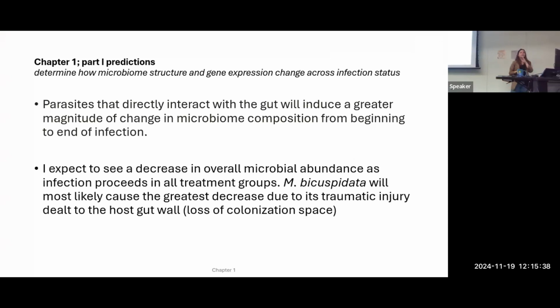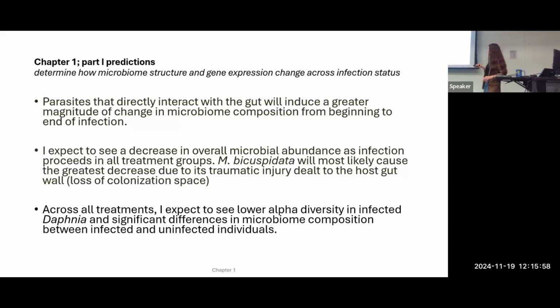In addition, I expect to see a decrease in microbial abundance and biomass as infection proceeds in all my parasite treatment groups. So I'm expecting that Mech will cause the greatest decrease because it causes this traumatic injury within the gut wall that can cause a loss of potential colonization space for symbionts. And lastly, once again, alpha diversity should lower, and I should see higher community turnover across my treatment groups and between infected and uninfected individuals.